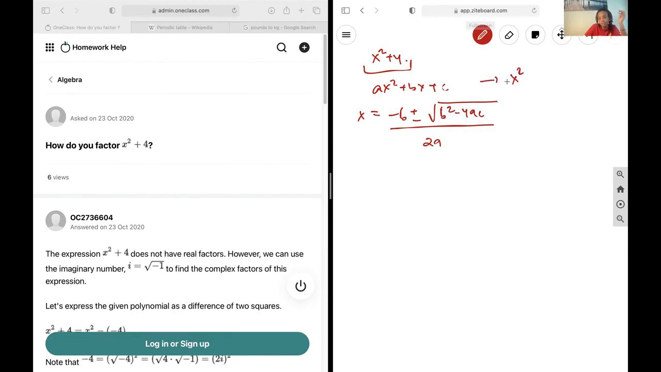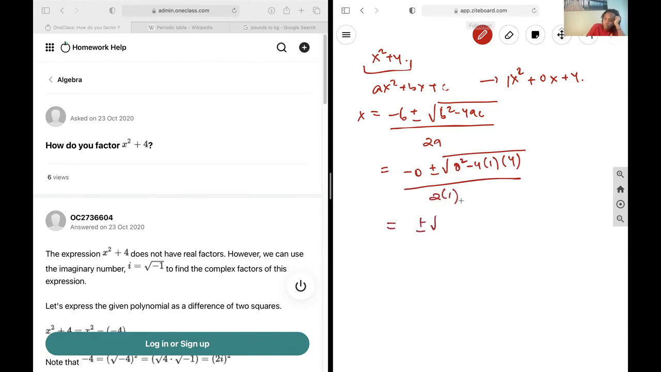Since we have 1x squared plus 0x plus 4, this would become negative 0 plus or minus the root of 0 squared minus 4 into 1 into 4, all over 2 by 1. This becomes plus or minus the square root of negative 16 over 2.